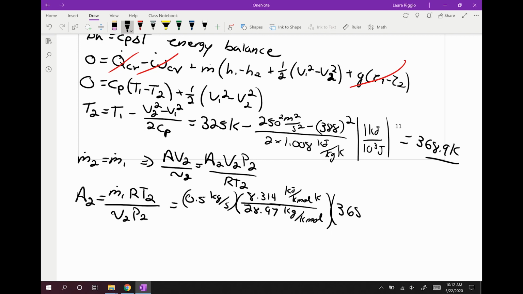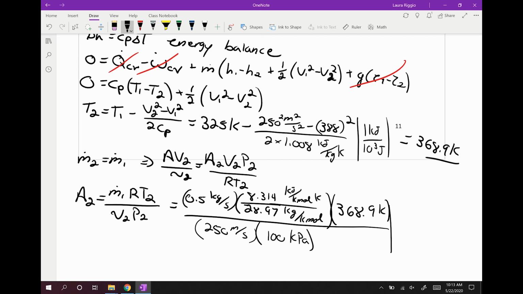times 368.9 Kelvin over 250 meters per second times 100 kilopascals times 100 squared centimeters squared per 1 meter squared. You get that our area at the exit is equal to 21.2 centimeters squared.